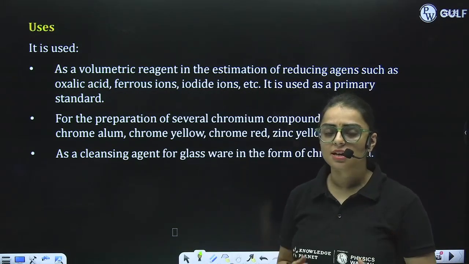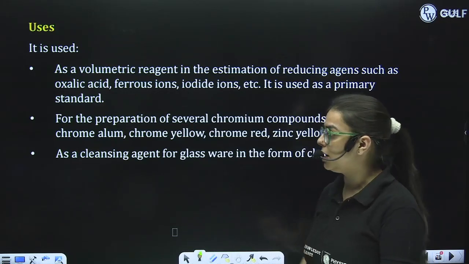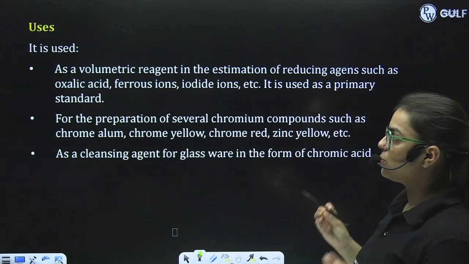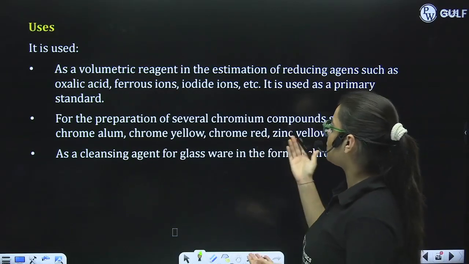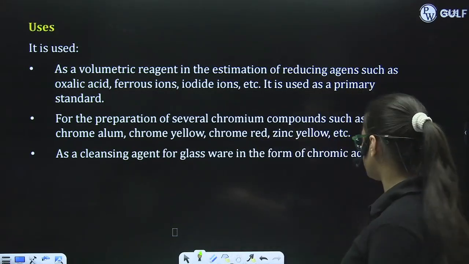Now we have its uses. Uses are just for the knowledge sake. You can read it. 2 or 3 uses you can learn, right? So it is used as a volumetric reagent in the estimation of reducing agents, and it is used for the preparation of several chromium compounds, as a cleansing agent as well.